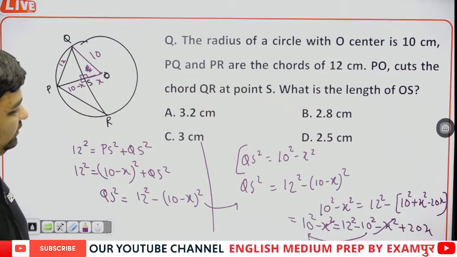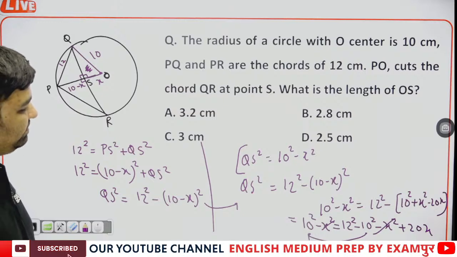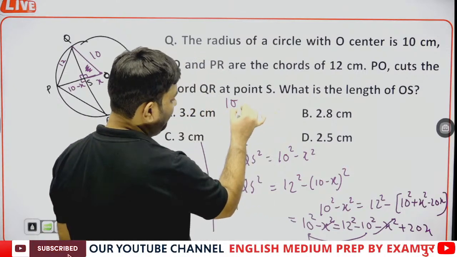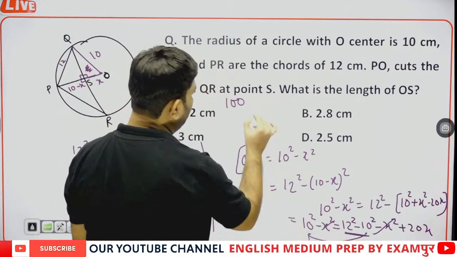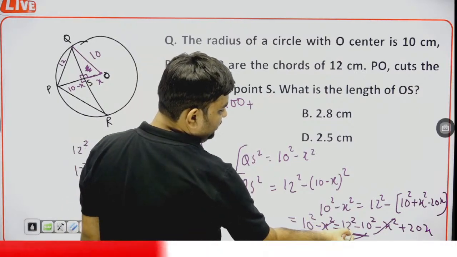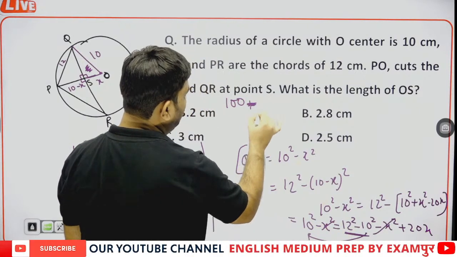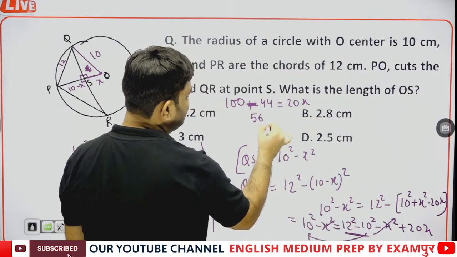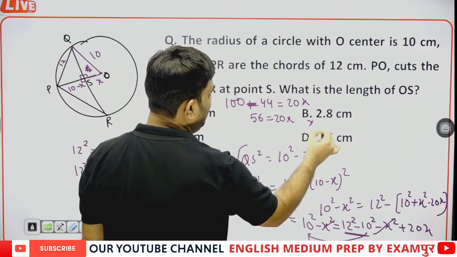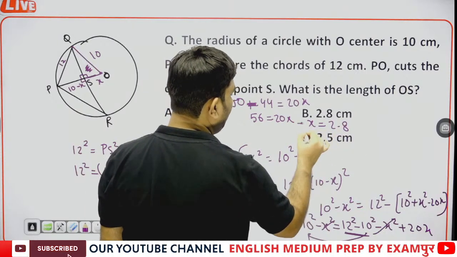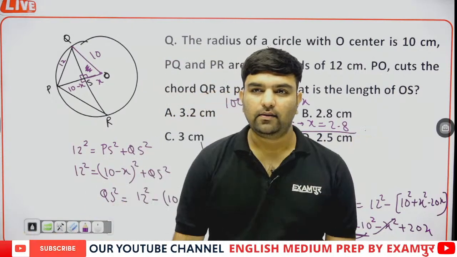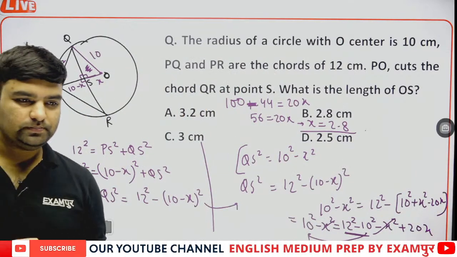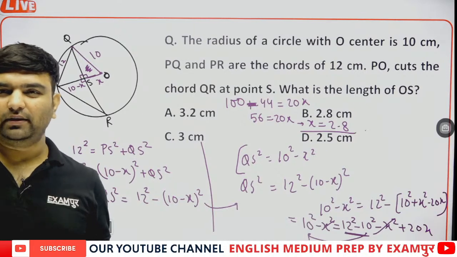है तो बिल्कुल करेक्ट भाई. So it is 100. This is 44. So it will become minus 44 at this side and is equal to 20x. 56 is equal to 20x. X is 2.8. Now clear, guys.